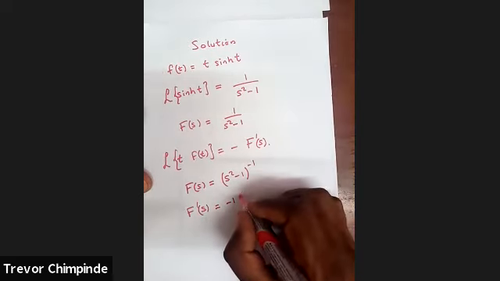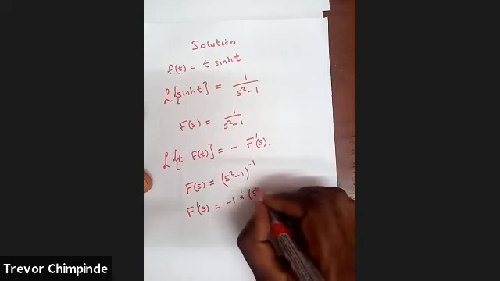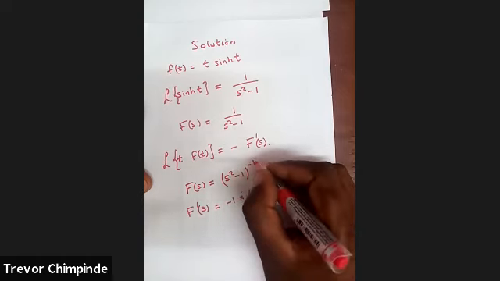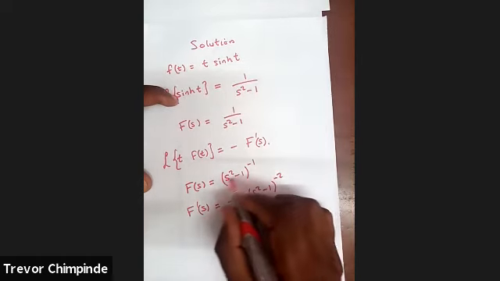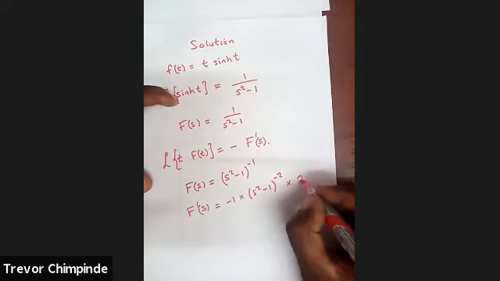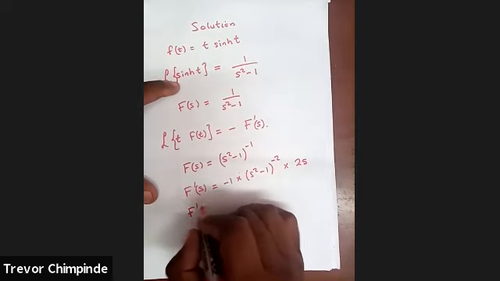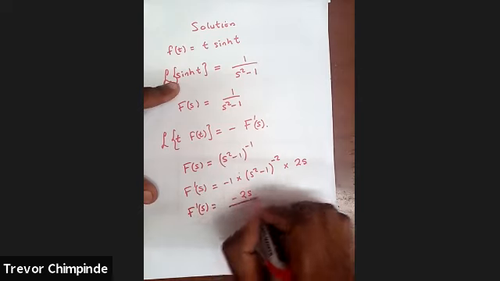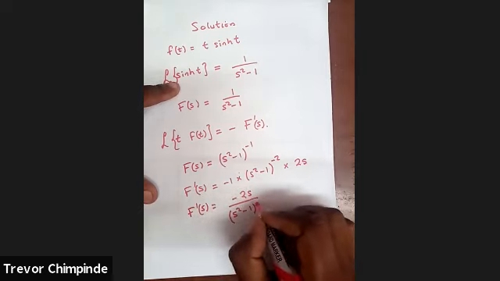And if I drop the negative, -1 multiplied by s squared minus 1 to the power -1 minus 1, which is -2. And then I differentiate what is inside, and it will be 2s. I multiply by 2s. So f prime of s is -2s over s squared minus 1 squared.